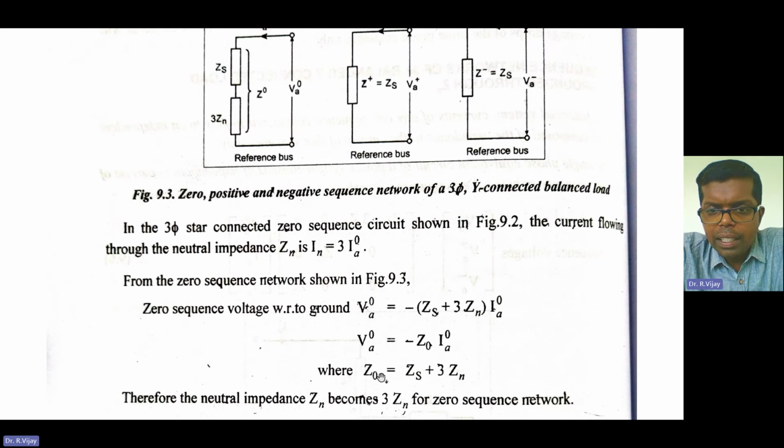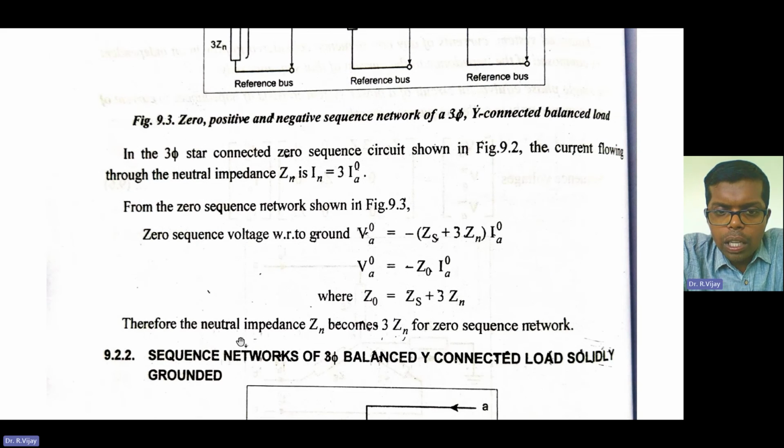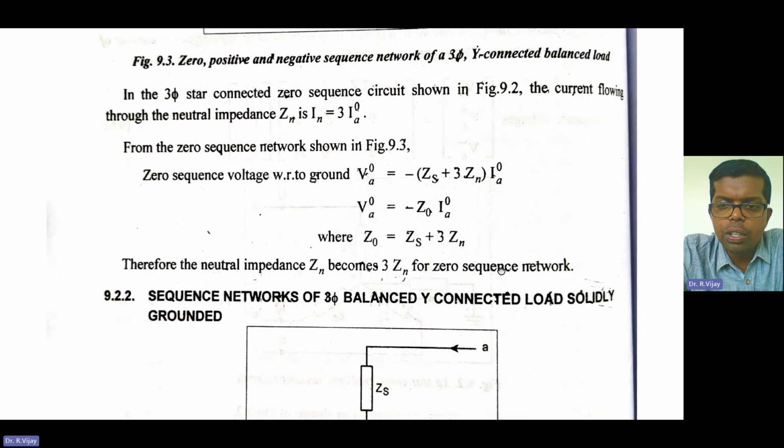Next, Z0. This we are converting. That is, ZS plus 3 Zn is nothing but Z0, where Z0 is equal to ZS plus 3 Zn. Therefore, the neutral impedance Zn becomes 3 Zn for the zero sequence network. So this is the noted point: the neutral impedance Zn becomes 3 Zn for the zero sequence network.